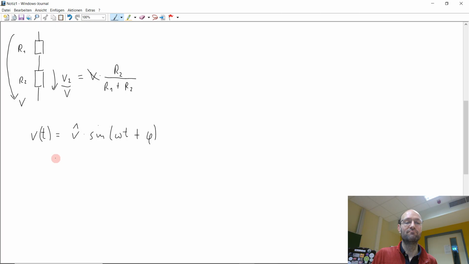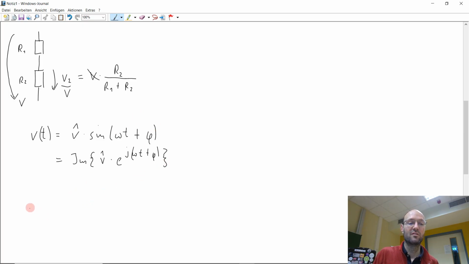And so we could write this also as the imaginary part of the same amplitude multiplied with some exponential function that has the same argument.